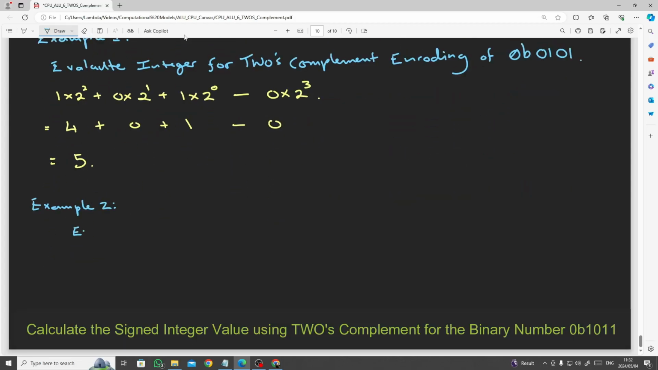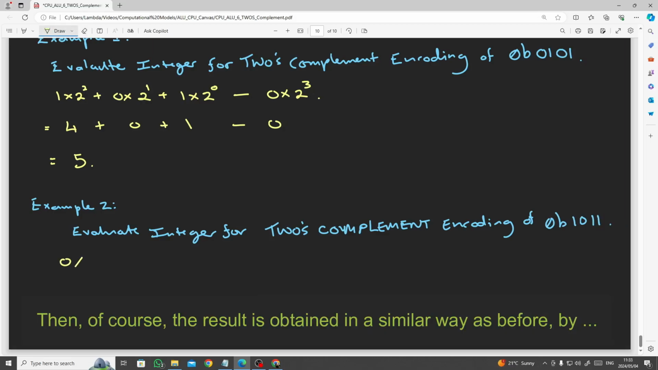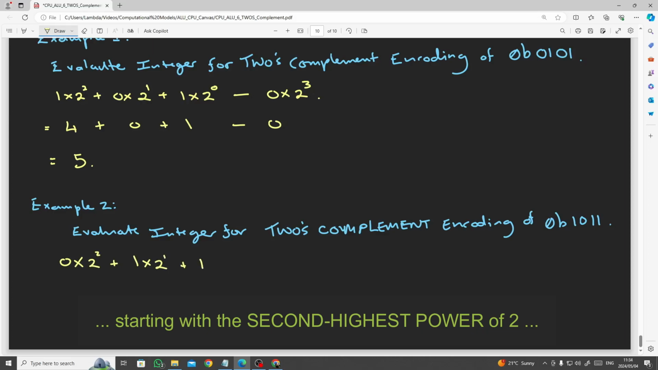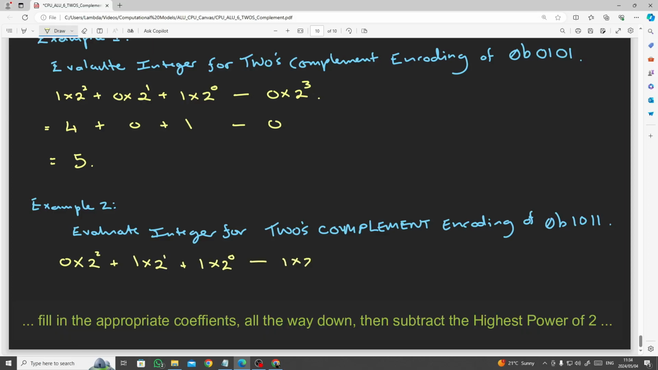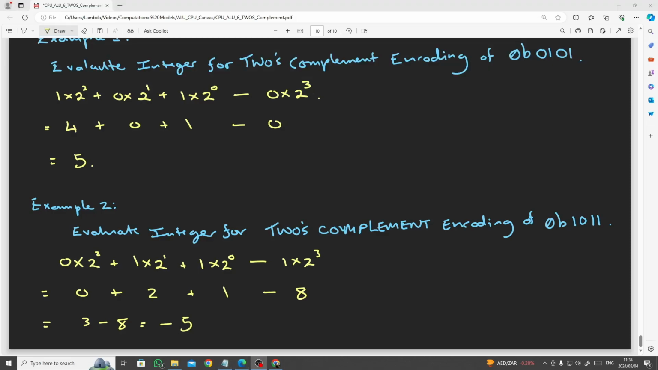Example 2. Calculate the signed integer value using 2's complement for the binary number 1011. Then of course the result is obtained in a similar way as before by starting with the second highest power of 2, fill in the appropriate coefficients all the way down, then subtract the highest power of 2, which in this case has most significant bit equal to 1, thus subtracting a larger number, resulting in a negative 5.